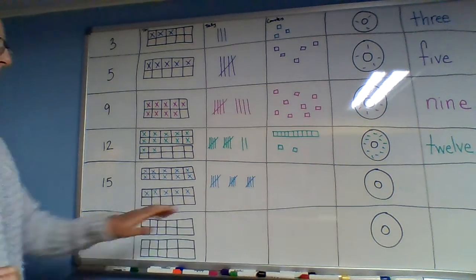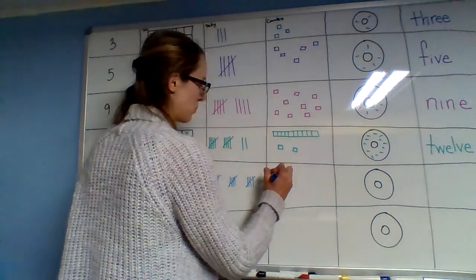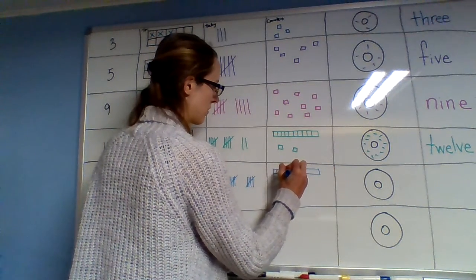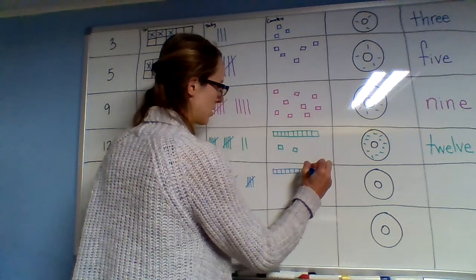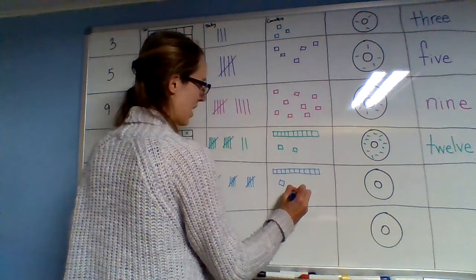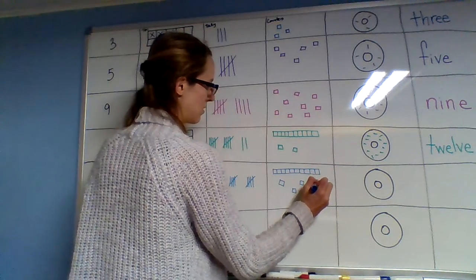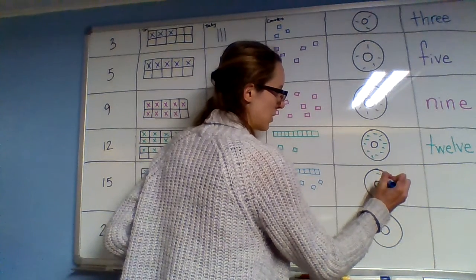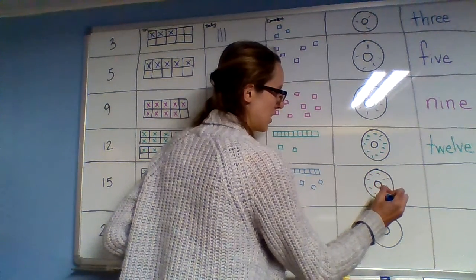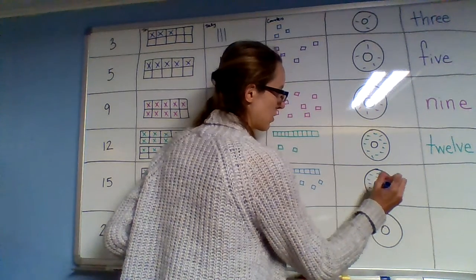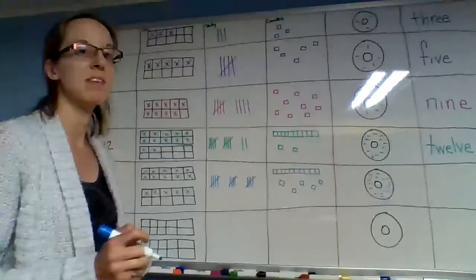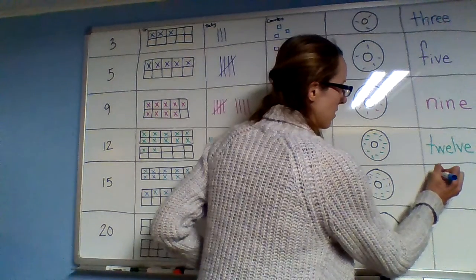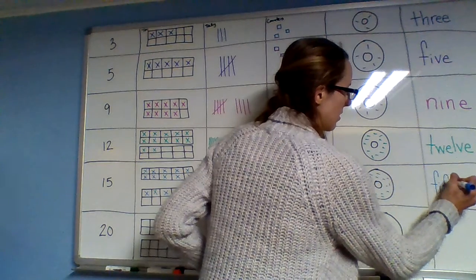15. When I get to my counters, I know I need 1 long, because that gets me to 10. And then I need 5 little guys that don't get connected yet. On my donut, I just need to make 15 little sprinkles. 1, 2, 3, 4, 5, 6, 7, 8, 9, 10, 11, 12, 13, 14, 15. And then 15 starts with that same sound that 5 did, so I know that's an F.